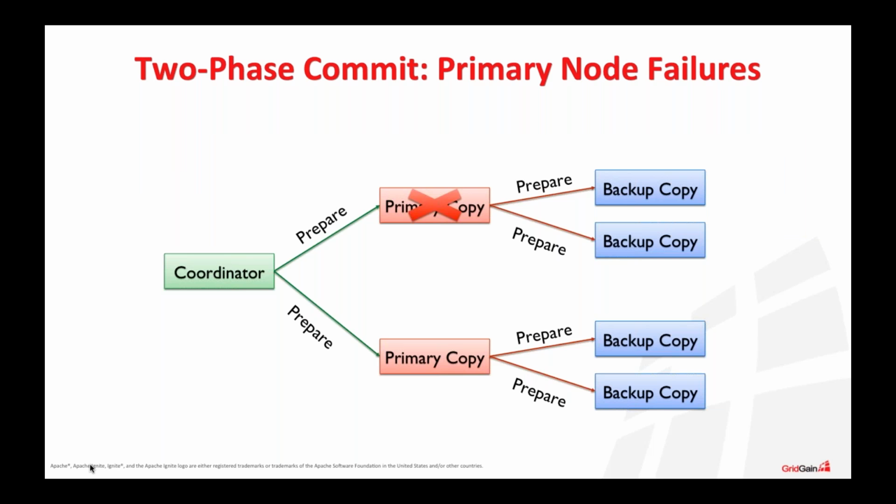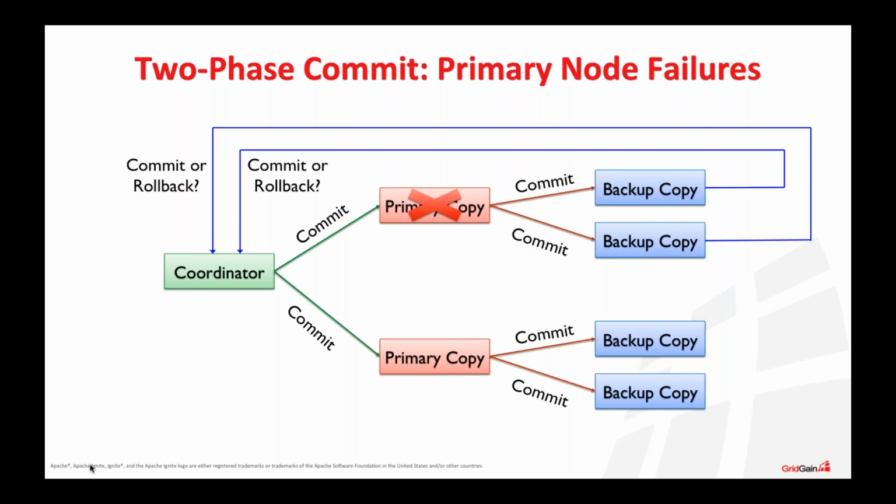Ignite will realize this. The backup there, and I apologize, I don't have a fancy animation to show this, but the backup has become the primary there. And again, it's self-healing. It's taken care of itself. And then a new backup can be assigned a little bit later on. So in this scenario, we've lost the primary. The backups can contact the coordinator to ask, should we commit or should we roll back? What should we do in this sort of situation?